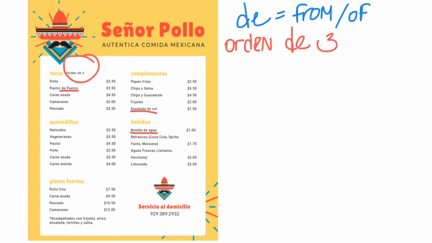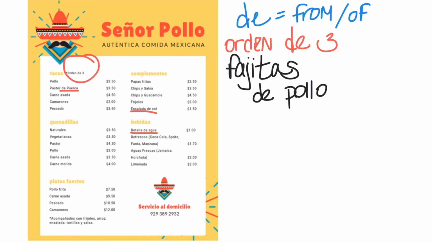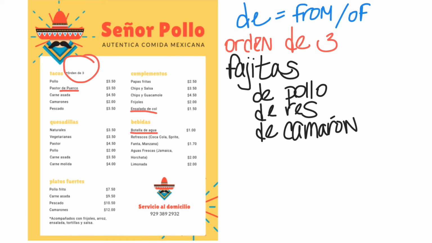So this is when we were talking about the main ingredient in a dish. I'm going to show you a couple examples. Everybody knows what a fajita is, hopefully. There's many different types of fajitas. There's fajitas de pollo, chicken fajitas. There's fajitas de res, which is beef fajitas, or de camarón, which is shrimp fajitas. And you'll see all of these examples in my menu too, because they're 3 very common choices.